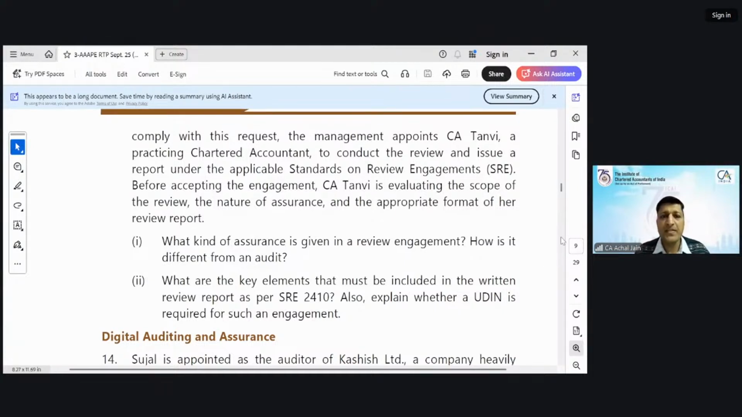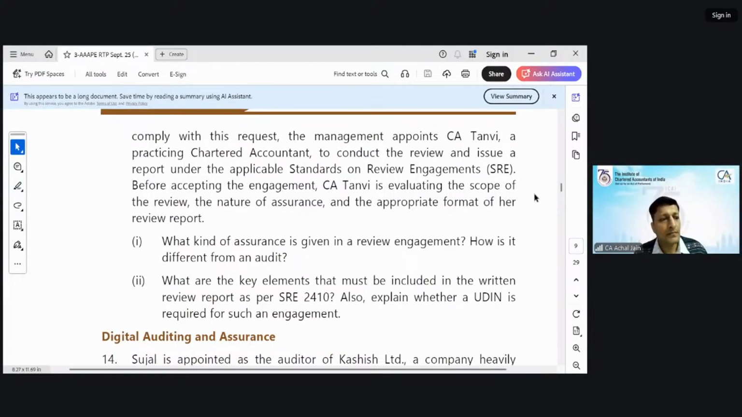Yes, sir. Yes, Saminathan. Your thoughts? Yes, sir. It is SRE 2410 only. It's a review of interim financial statements. The thing is that it's a 6 month period, not a complete set of financial statements. So it is interim only.